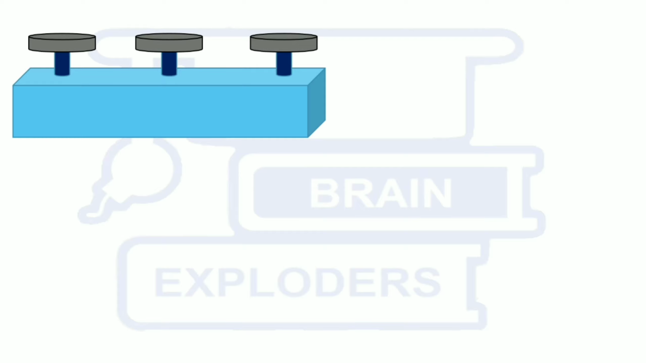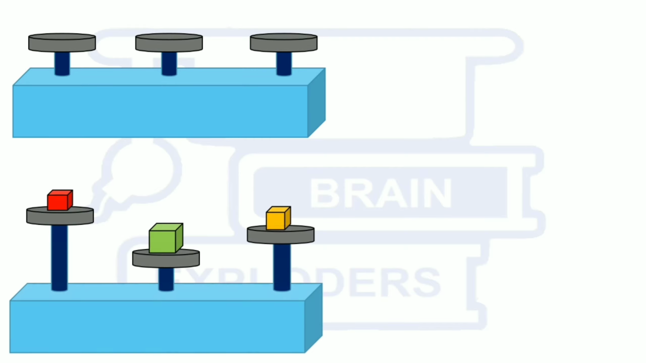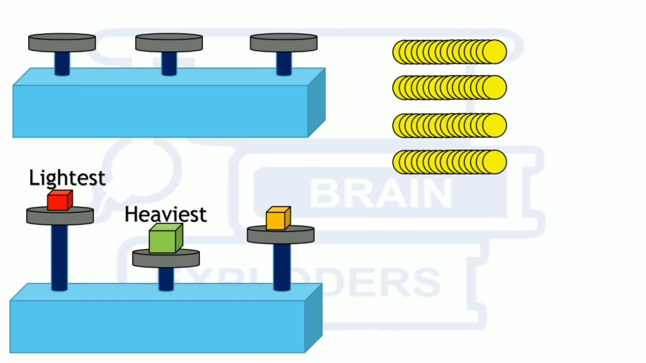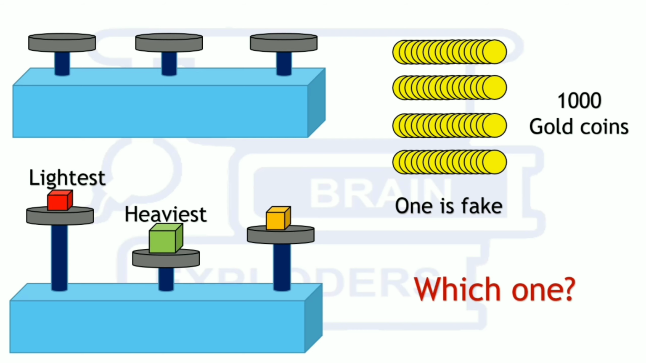This is the weighing balance having 3 pans, which cannot give the exact reading but compare 3 weights at once. Using this balance, you have to find a slightly heavier fake coin among 1000 gold coins in as less trials as possible.